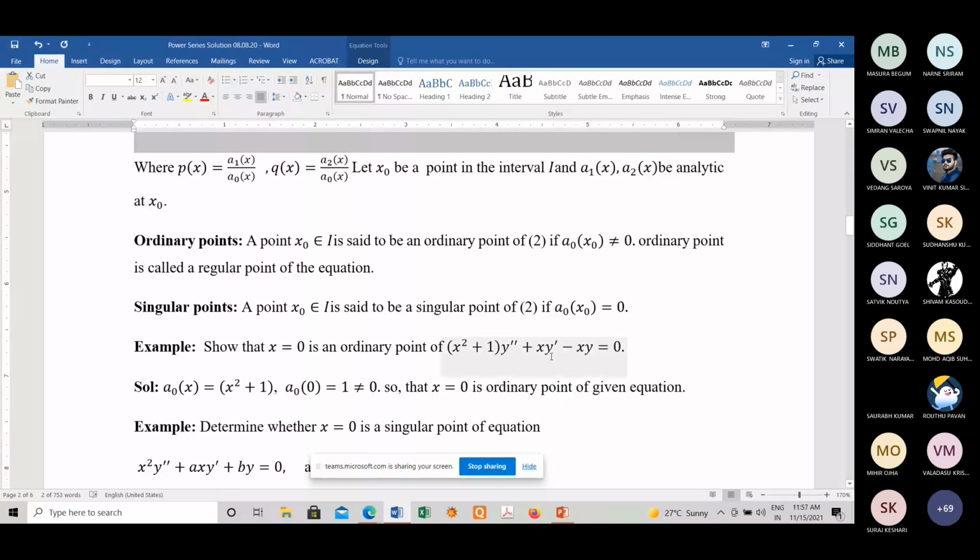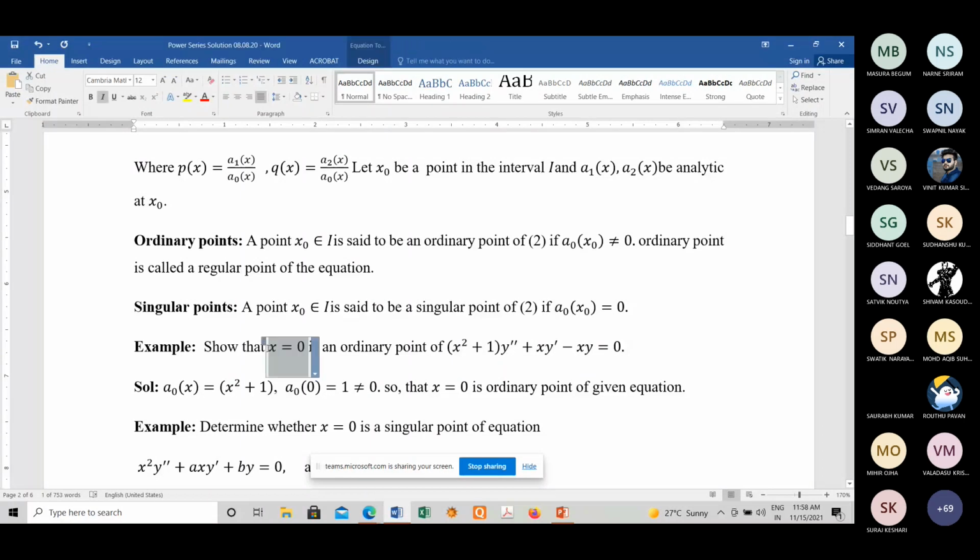So you may think about this p x, x divided by x square plus 1. When you use x equal to 0, will x divided by x square plus 1 be analytic or not? Satvik? Yes, sir. Analytic, sir. And minus x divided by x square plus 1 is also analytic. It means p x and q x both are analytic at the point x equal to 0. That's why the point x equal to 0 is an ordinary point of the differential equation.